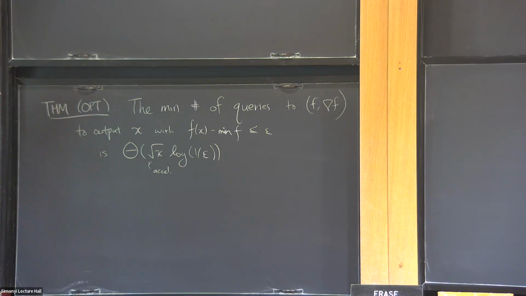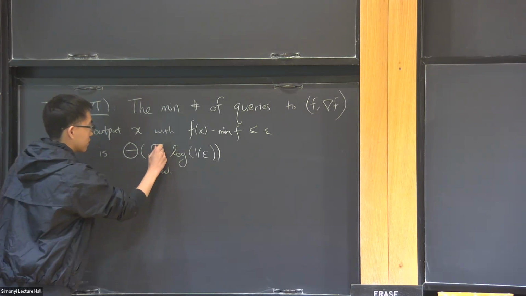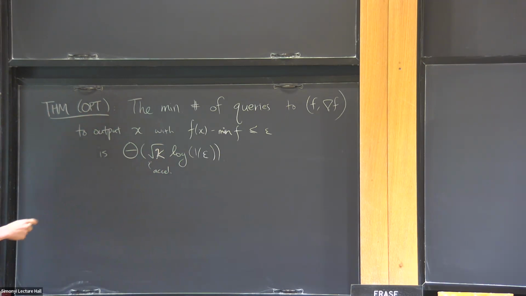The x is a real number, or isn't it? So what is the number of queries? This is in an oracle model. At any point x, I'm allowed to ask for the value of f of x or the gradient of f of x. The bound should be kappa. That's the condition number. It's a parameter of the function, which defines the function class: beta over alpha is the ratio.